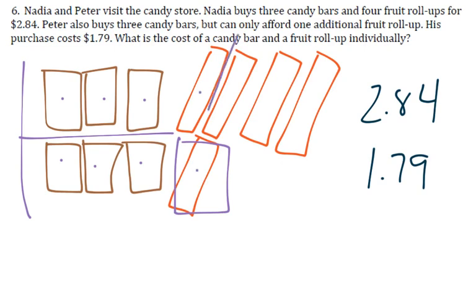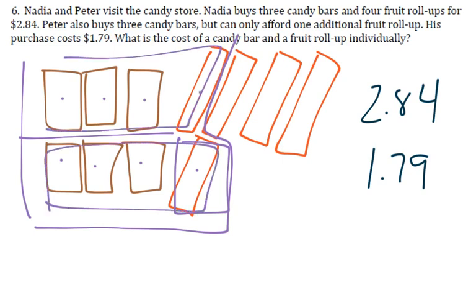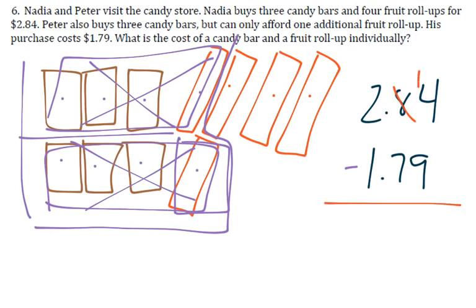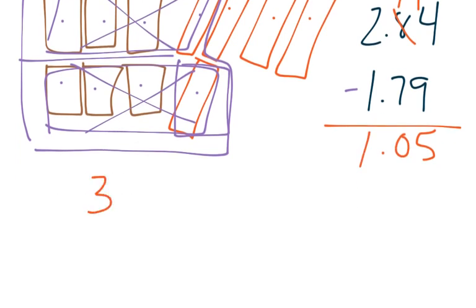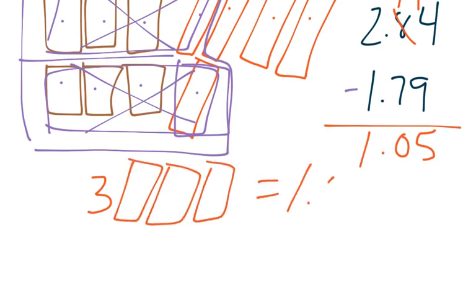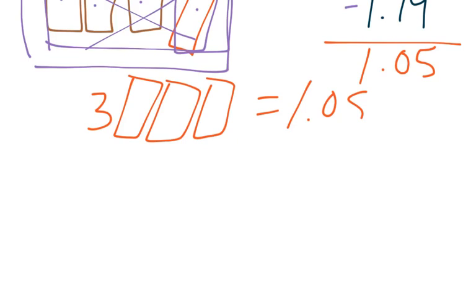So, if I think about this, I know that this much has to be the $1.79, right? So if I eliminate it, then basically the 3 fruit roll-ups have to be the difference in the price. Which, if we figure that out, it's $1.05. So I know that with 3 fruit roll-ups, it's equal to $1.05. So if I divide $1.05 by 3, we'll figure out what 1 fruit roll-up costs.